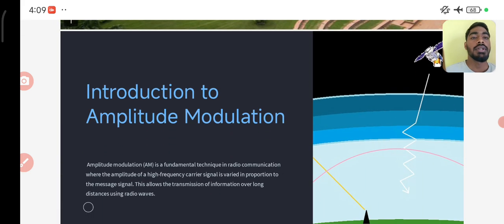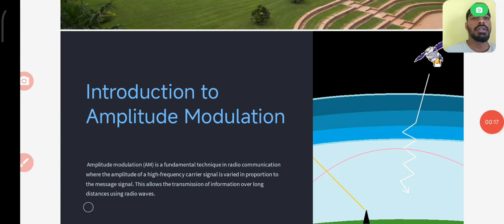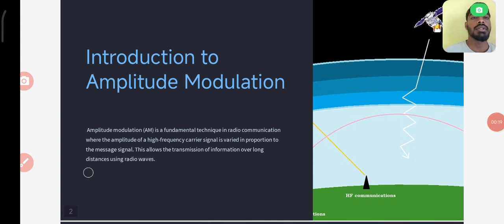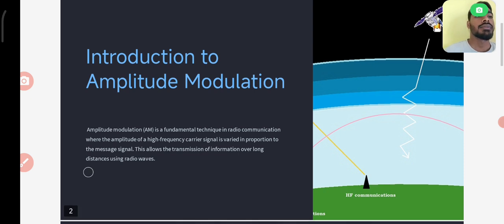Today my topic is amplitude modulation. Introduction to amplitude modulation. Amplitude modulation is a fundamental technique in radio communication where the amplitude of a high frequency carrier signal is varied in proportion to the message signal. This allows the transmission of information over long distances using radio waves.